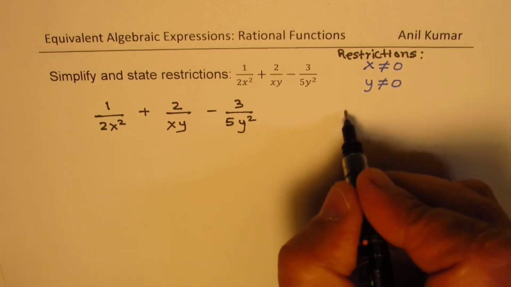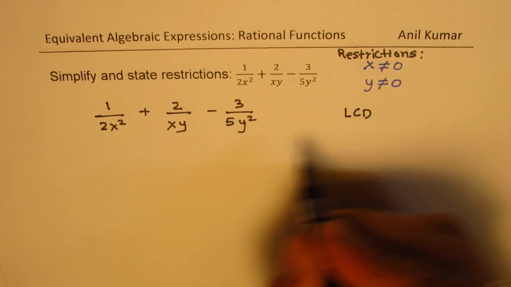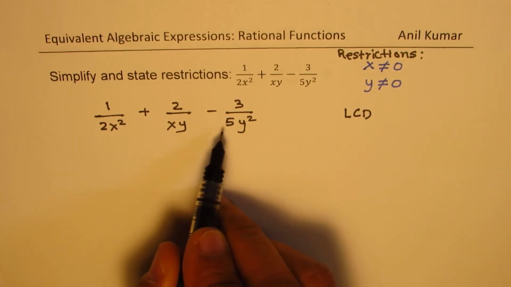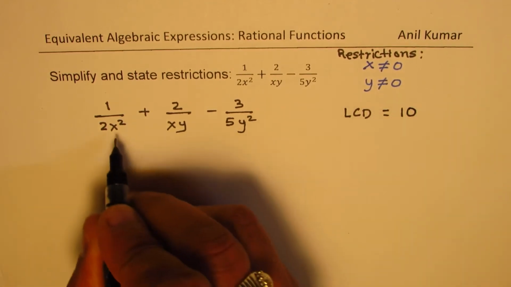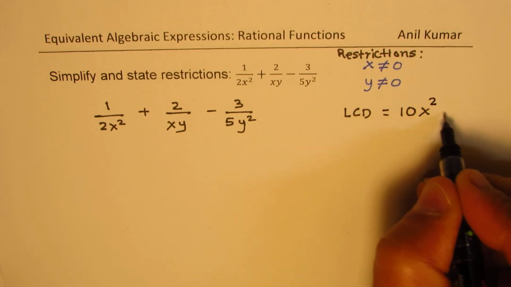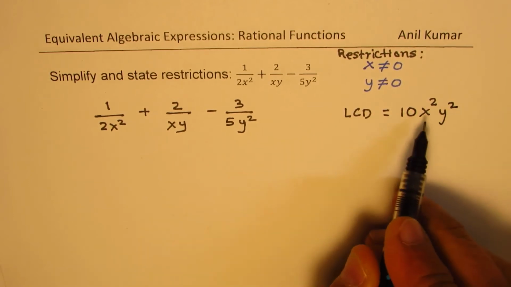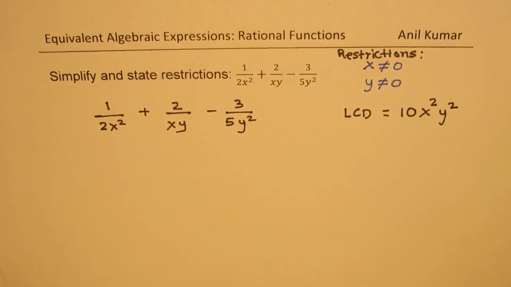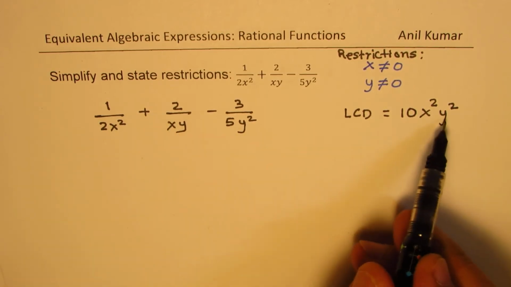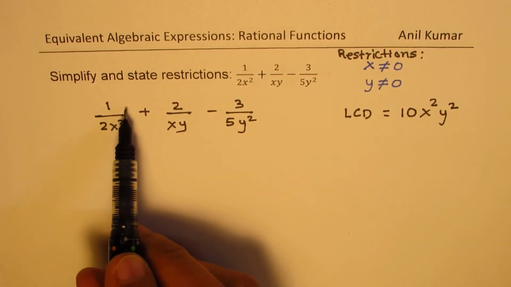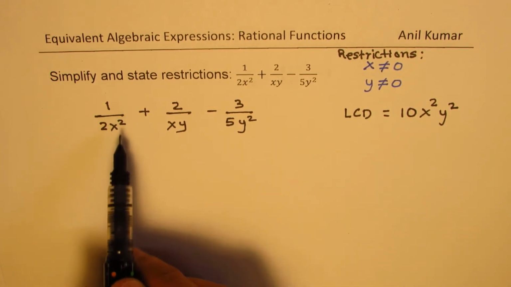So the lowest common denominator in this case is going to be what? 2 and 5, right? They get multiplied. So the lowest common denominator is 10x squared y squared. Correct? So that becomes the lowest common denominator. Now, to make each term with this lowest common denominator, what should we do? We have to multiply both numerator and denominator by the same thing.